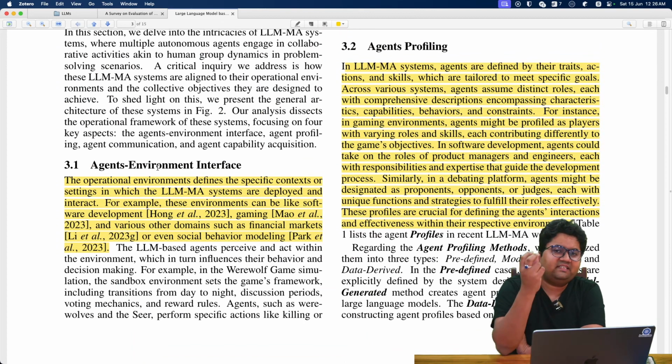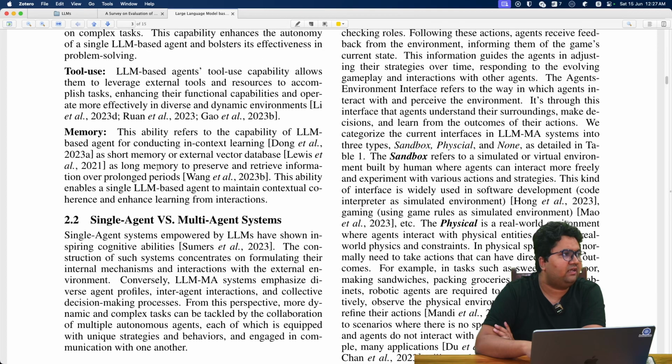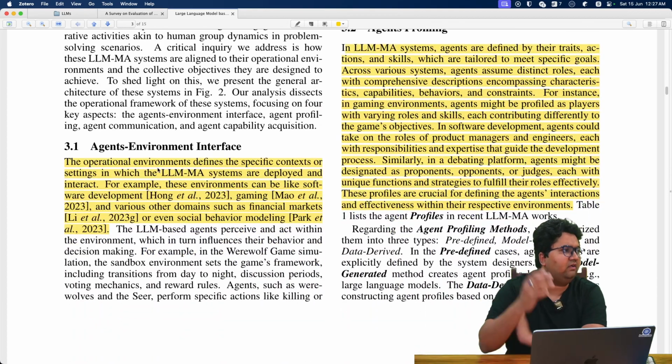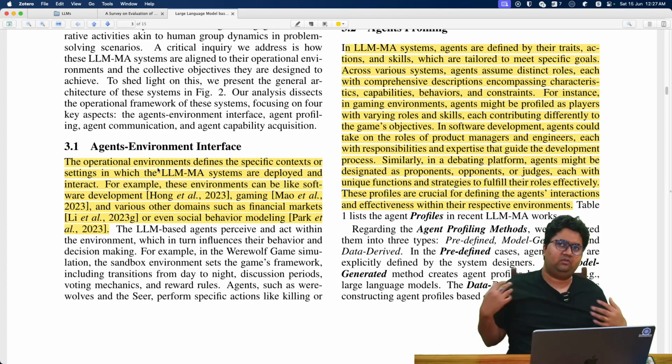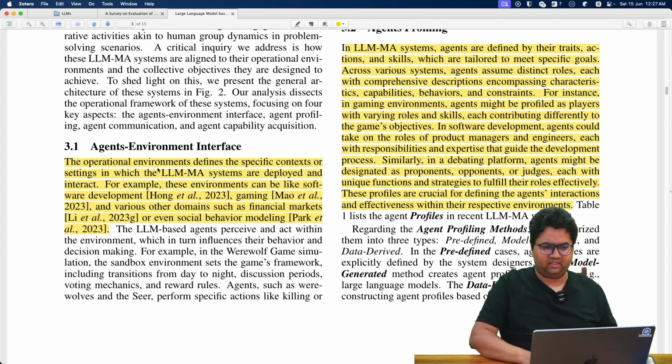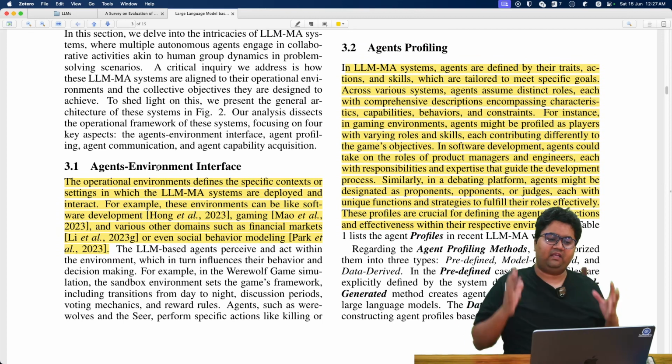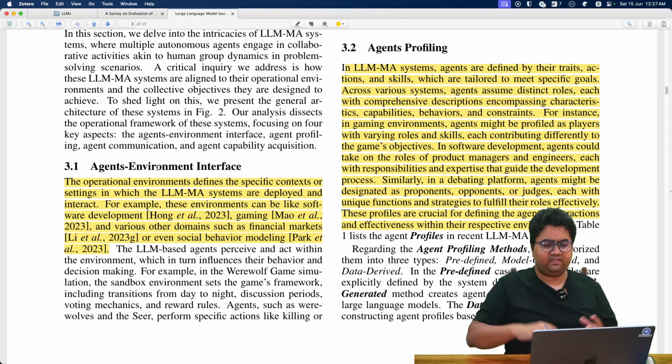So what does an agent environment interface mean in this case? That's basically where we are talking about that agent, what kind of task you are performing, what kind of activities you're having. If you have some sort of software development, then the environment will be software development. If you have a financial market, the whole environment could be completely different. So this talks about what kind of environment we have and what sort of interfaces we have around them.